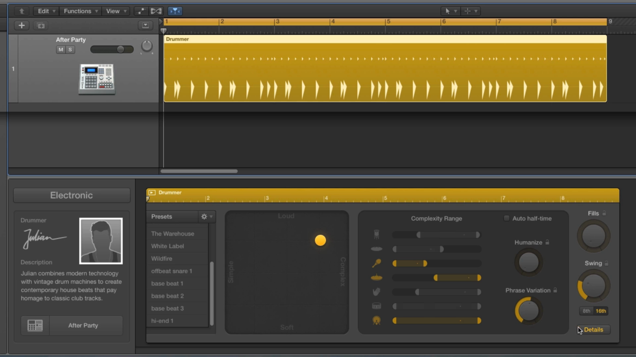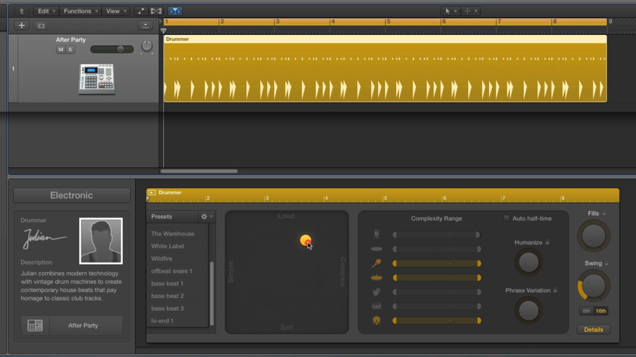Okay. Now on the details page I'm going to set all the drums, whether or not they're active, to full complexity range. Okay, like that. And I'll turn the phrase variation off. Now every single drum is at full complexity range.